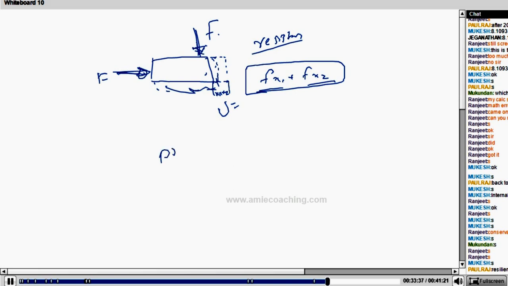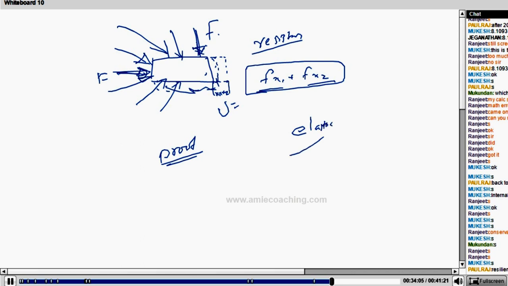Next is proof resilience. That means how much external force can be given to the material such that it can store strain energy, the limit for the storage of strain energy. What will be that limit? That limit will be the elastic limit. We know that the material can regain its original shape only if you give a force less than the elastic limit. Am I right?